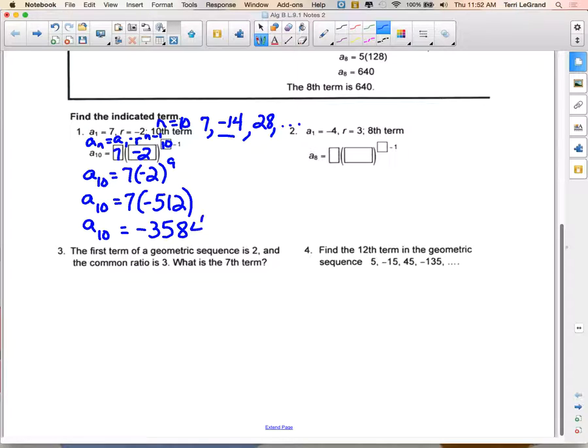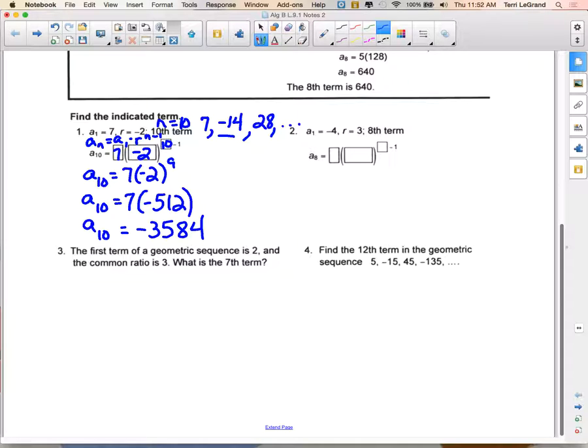Now this one wouldn't have been so bad to just keep taking it times negative 2 to get to the 10th term, because the 10th term isn't very far away. Not quite as bad as when I made you do the 19th term.